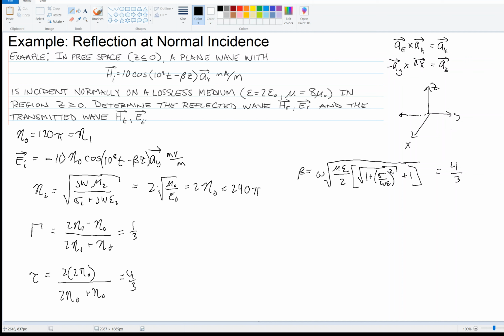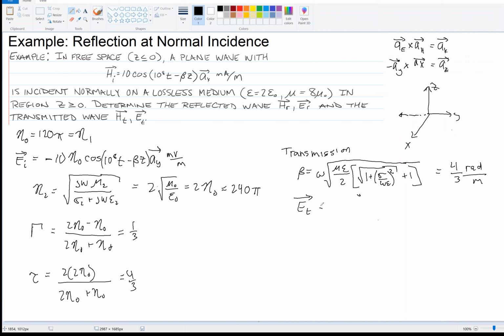We're talking about transmission right now, so we're using the transmission medium. That is to say, we're using these parameters here, not those of free space. So we get 4/3, and that would be in radians per meter. 4/3 radians per meter.